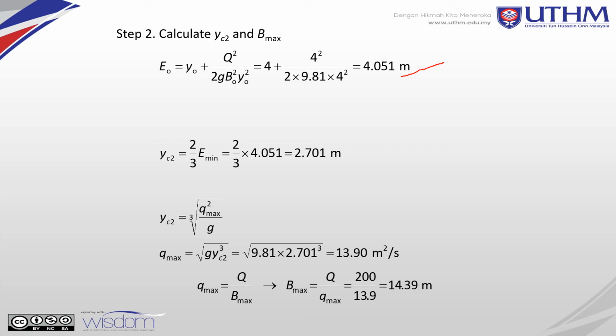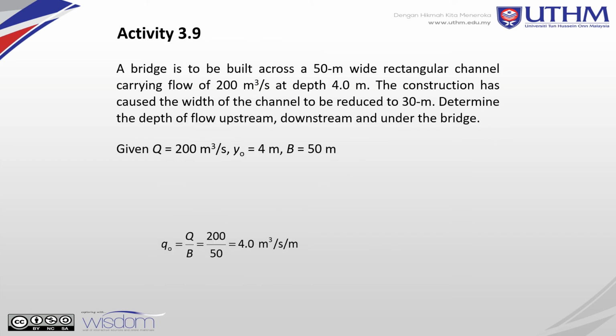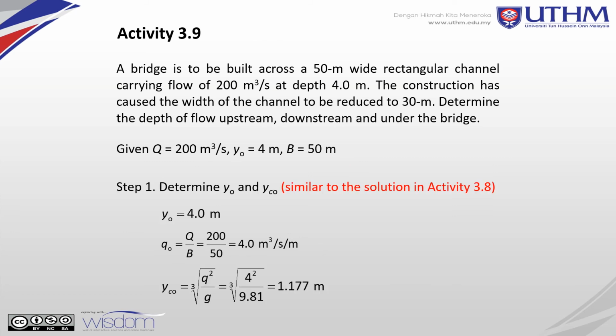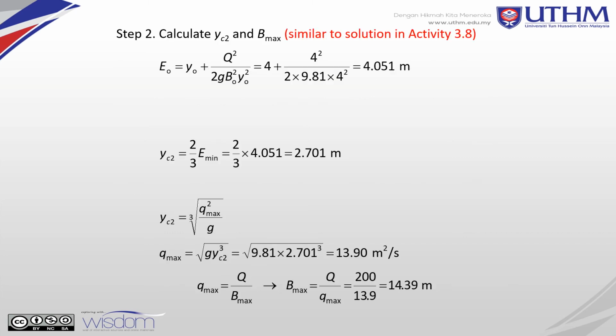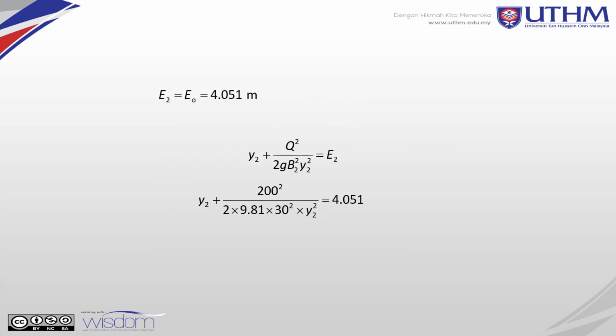Calculate YC2 and B maximum using the specific energy. You get this value with no energy loss in minimum, therefore you get this one, and you get the Q max here. This is similar to the solution in activity 3.8, giving the depth of flow upstream, downstream, and under the bridge. Just study here.